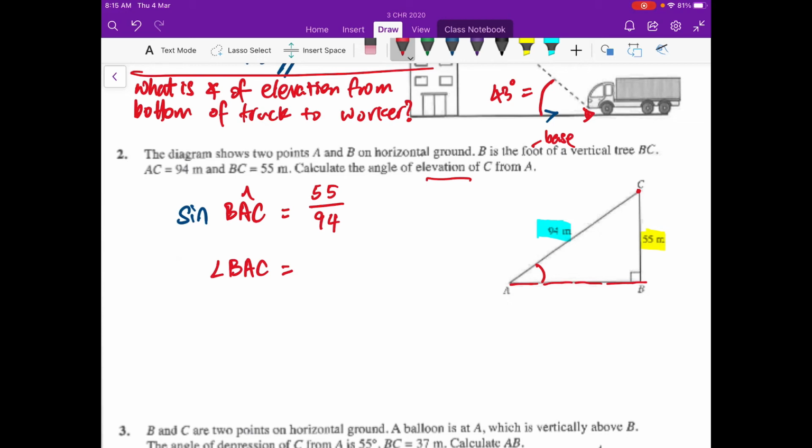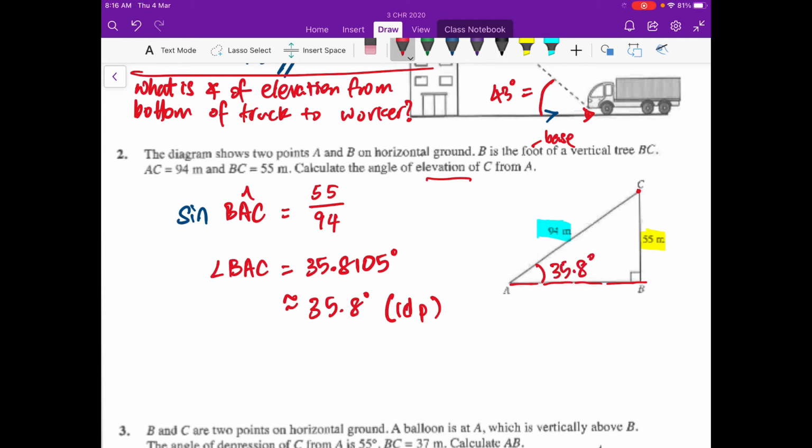And we get 35.8105. So we round it off to 1 dp, 35.8 degrees. Why 1 dp? Because it is in degree. That's all. So this angle is 35.8 degrees.